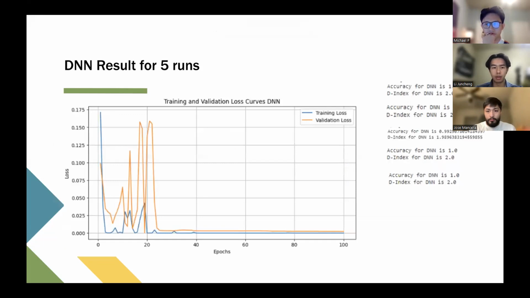And here's the results for the deep neural network for 5 rounds. For each of them, we have perfect results, which might be overfitting. I'm guessing the reason is that we only have 700 observations. And from my experience, I think this data set is just a subset of a bigger data set.